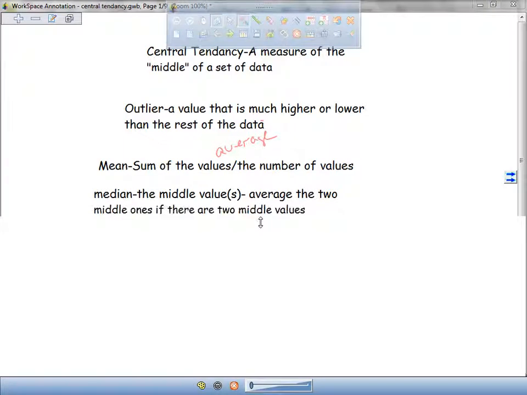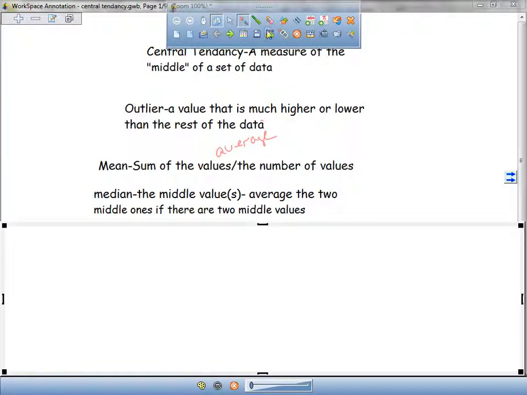The median is the middle value, or the average of the two middle ones. So if I have some numbers, let's put some numbers up here: 3, 5, 7, 2, 8, 8, 9, and 4.